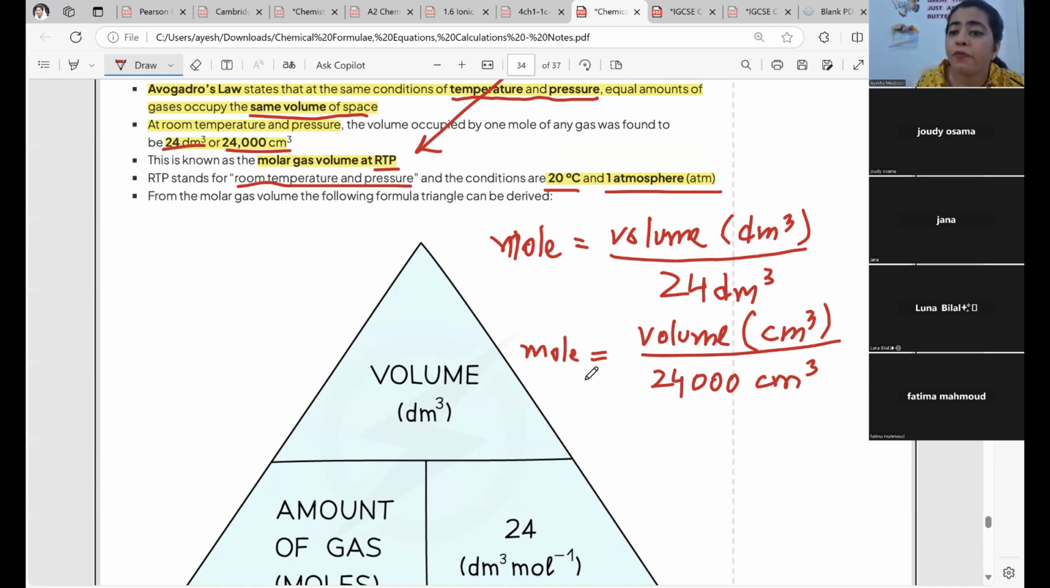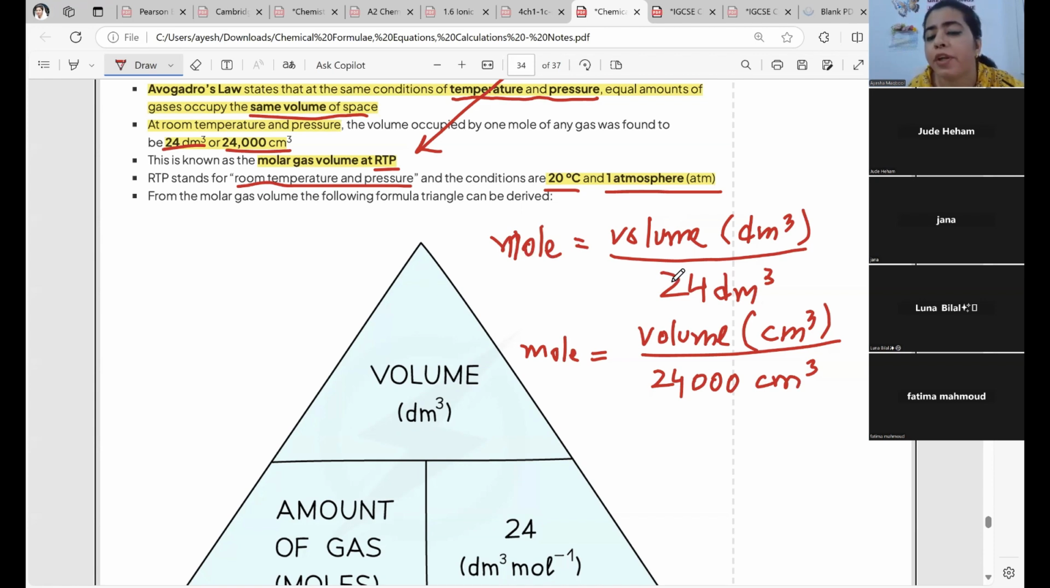Okay. If in some of the questions, they will give you moles and they will give you that this gas is at RTP conditions, room temperature and pressure, and they will ask you to find the volume. How can we find that? Moles are given, RTP condition is given. Multiply moles by 24. It will be moles multiplied by 24 dm cube. Right. This 24 will go on the other side and multiply.